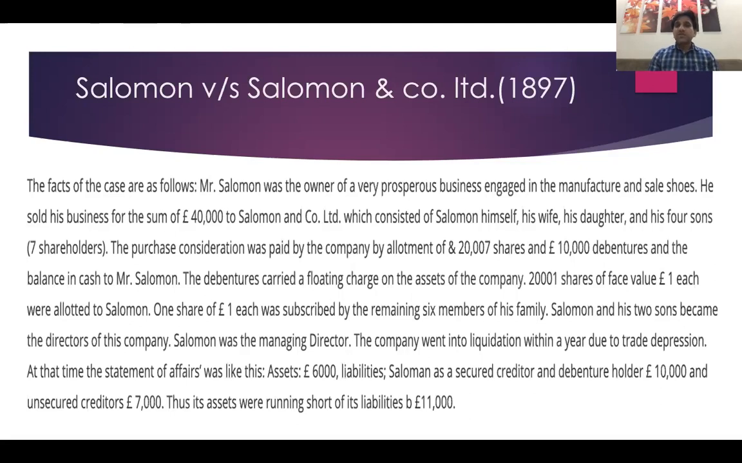The purchase consideration was paid by the company by allotment of 20,007 shares, and debentures of £10,000, and the balance in cash to Mr. Salomon. The debentures carried a floating charge on the assets of the company. 20,001 shares of the face value of £1 each were allotted to Salomon, and 1 share of £1 each was subscribed by the remaining 6 members of his family.